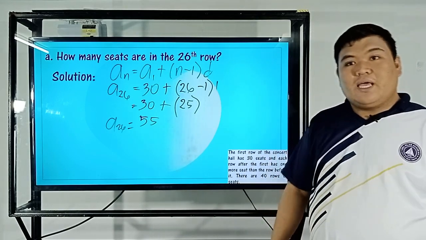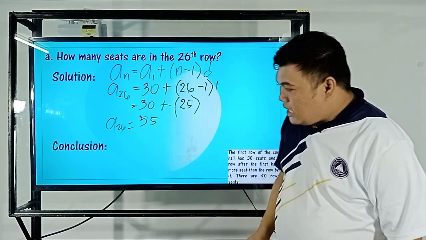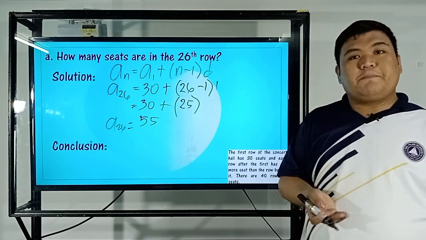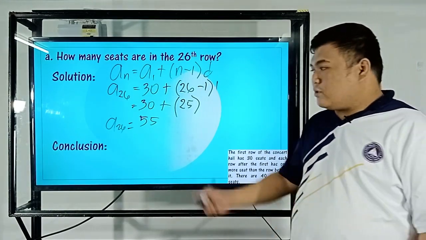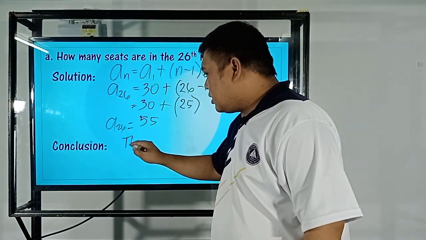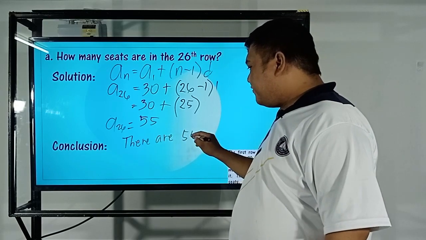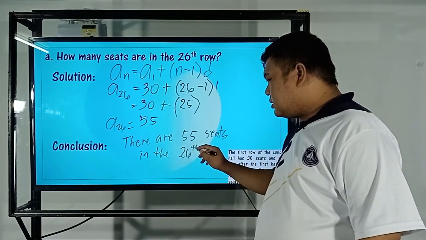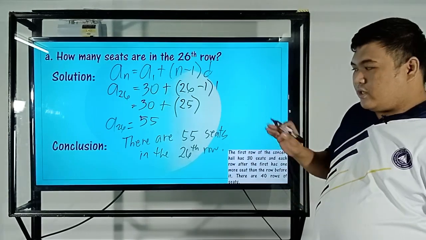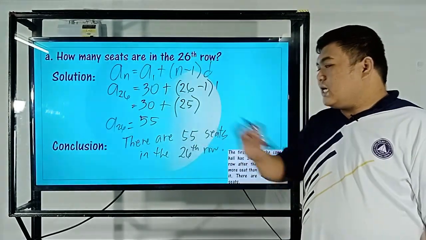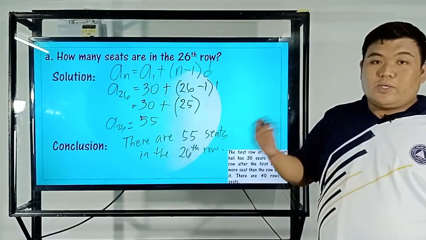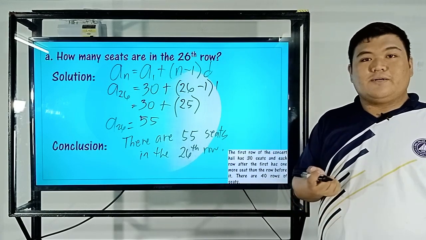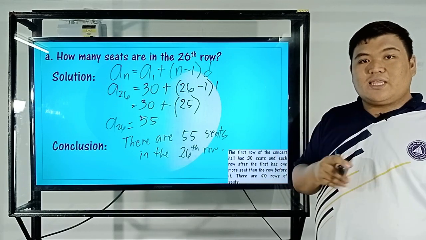Now, ano yung 55 na yan? Diyan papasok po yung pang-limang tanong and that is the conclusion. So, ano ba yung ibig sabihin ng 55? Dito po okay lang kahit iba-iba, depende po kung paano nyo i-construct yung inyong sentence. So, for the conclusion, therefore, there are 55 seats in the 26th row. Ano po yung ibig sabihin ng 55 na yon? There are 55 seats in the 26th row. So, kailangan po laging may label yung answer natin. Liwanag po? Okay, we will proceed now to the next question.